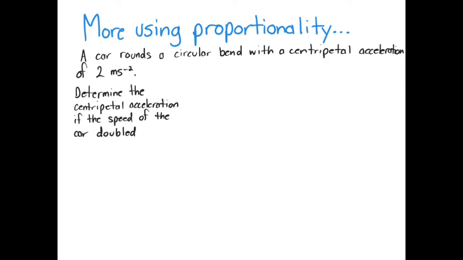So let's look at an example using centripetal acceleration now. A car rounds a circular bend with a centripetal acceleration of 2 meters per second squared. Determine the centripetal acceleration if the speed of the car doubled. So what's the relationship we're interested in here? Well, centripetal acceleration a_c equals v squared on r. And the question is telling us about acceleration and speed or velocity. So they're, if you like, the two things that we want to pull out.